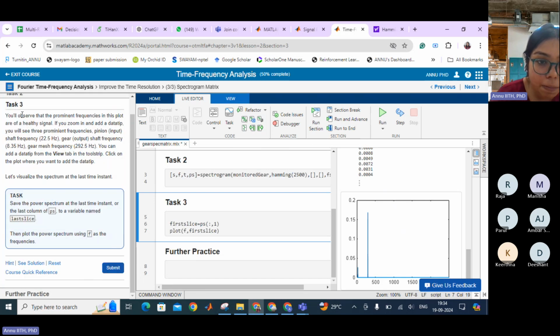You will observe that the prominent frequencies in this plot are of the healthy signal. If you zoom in and add data tips, you will get 3 prominent frequencies: the shaft frequency, the gear shaft frequency, and the gear mesh frequency. You can add a data tip from the View tab in the Tools section. Click on the plot where you want to add the data tip. Okay, we can add this and we can see this. Okay, so I will just share my screen to discuss.